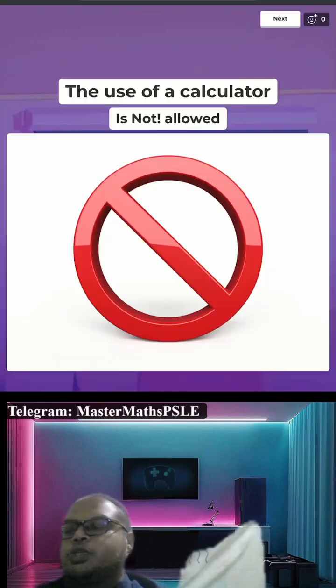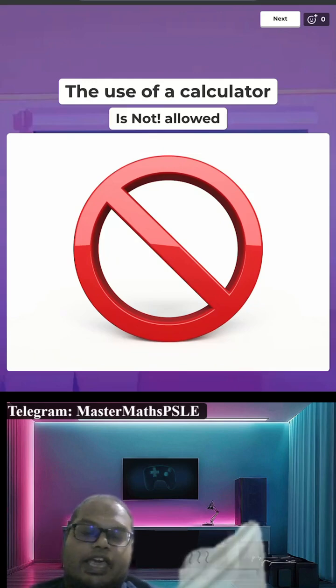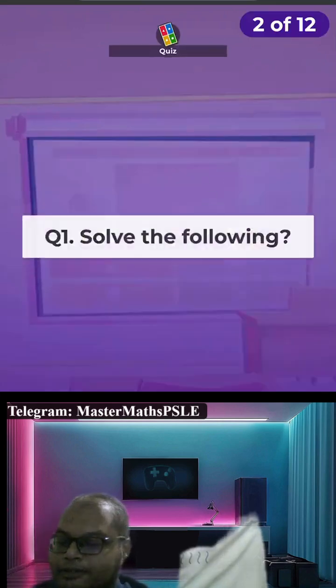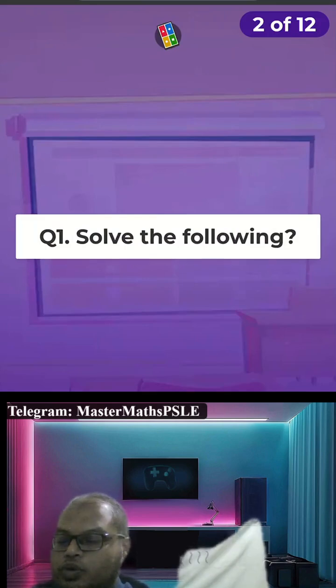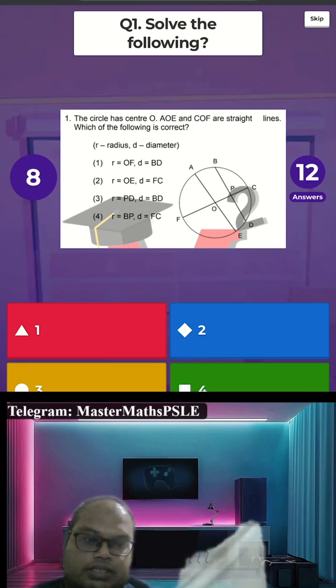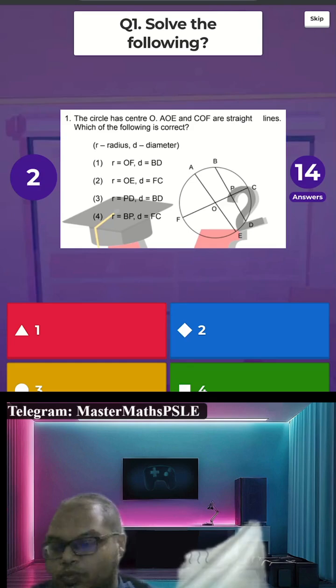Alright, so the use of a calculator is not allowed. There will be some questions later where you can use a calculator, but for a start, don't use a calculator. Question 1. Given that circle, which is the radius, which is the diameter?